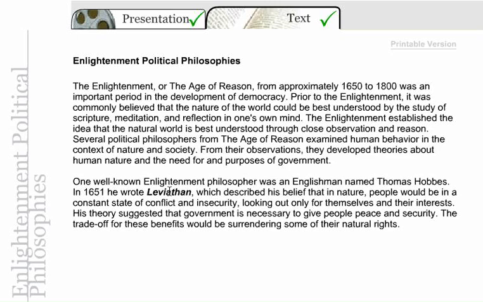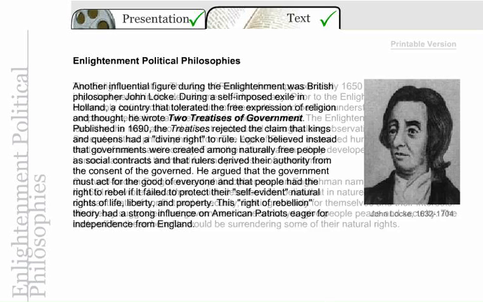And in order to protect yourself, Hobbes suggests that government is necessary so that you can have peace and security, because you're going to trade off some of your freedom to government in exchange for your protection.